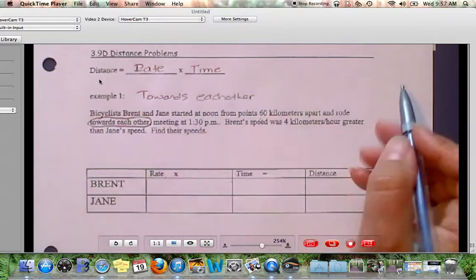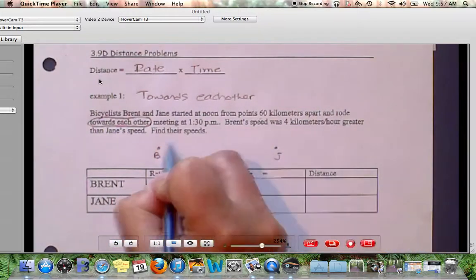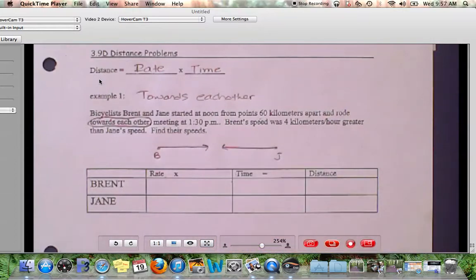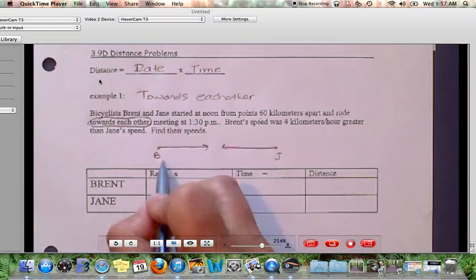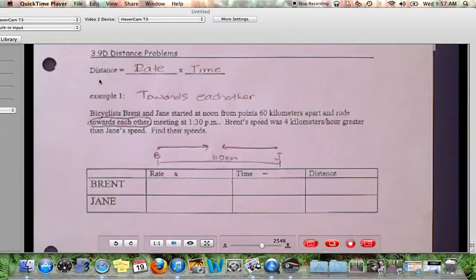So let's draw a little picture of what's going on here. Here's Brent, here's Jane. They're going towards each other. Okay? And we know that they are 60 kilometers away from each other. 60 kilometers. So we'll get back to that, but this is the first type, when they're going towards each other. And they're meeting at 1:30 p.m. Now, at this moment, we're not going to use that, but Brent's speed is 4 kilometers per hour greater than Jane's speed.